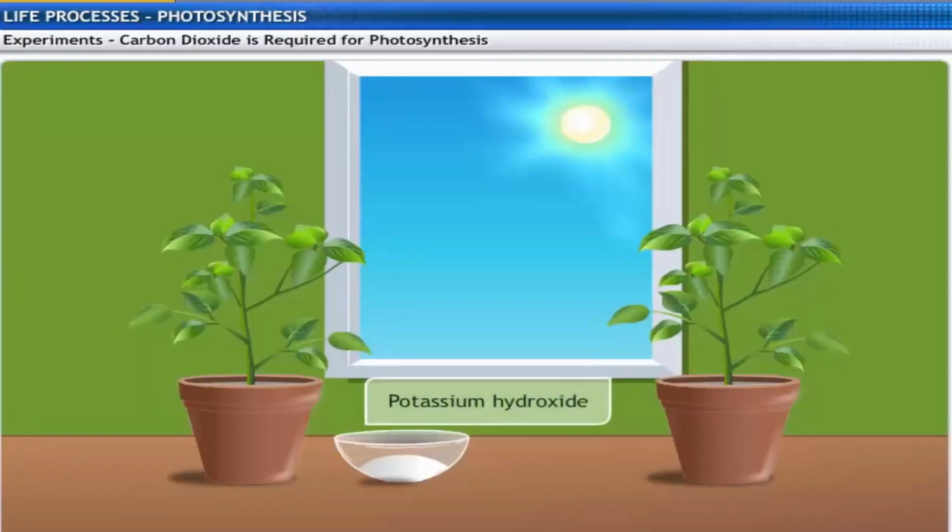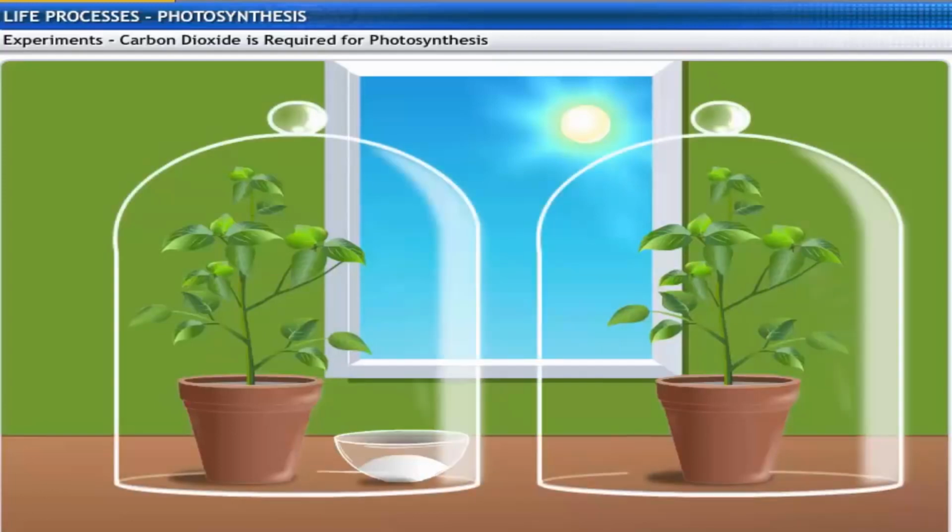Now, place a watch glass containing potassium hydroxide beside one of the potted plants. Potassium hydroxide is used to absorb carbon dioxide. Next, cover both the plants with separate bell jars as shown. Seal the bottom of the bell jars to the glass bottom surface so that the setup is airtight. Keep the plants in sunlight for about 2 hours.